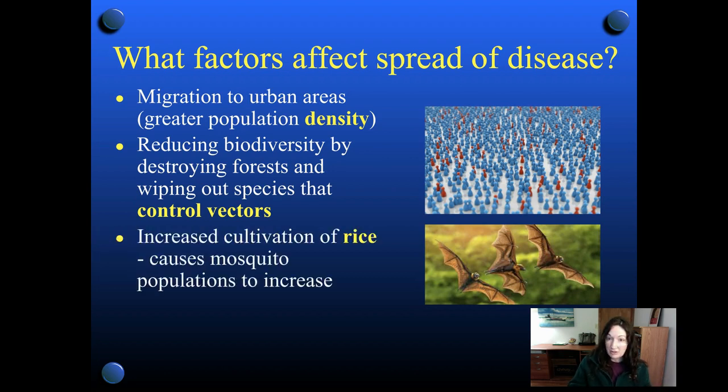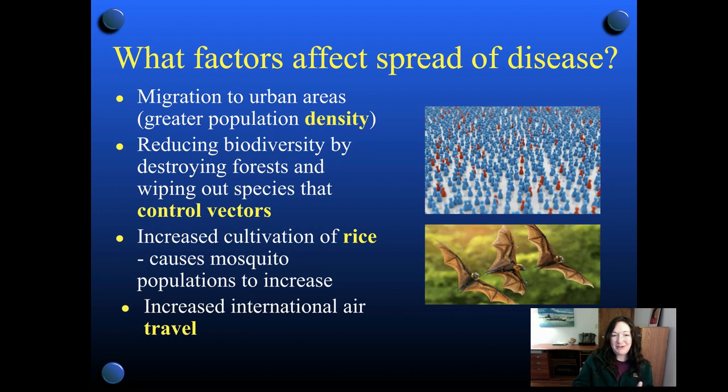We have increased our cultivation of rice as the human population has grown, and that causes mosquito populations to increase because for rice you need bogs of standing water. So that has contributed. And then we also have an increase in international air travel. It is really great to travel and to see the world, but it also helps us to bring pathogens from one location to another, not just in humans, but in other living species that hitch a ride in our international travel.